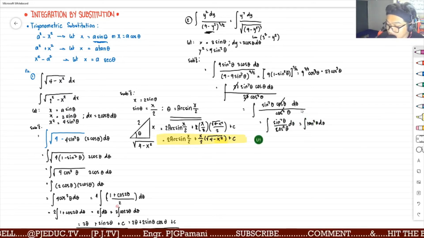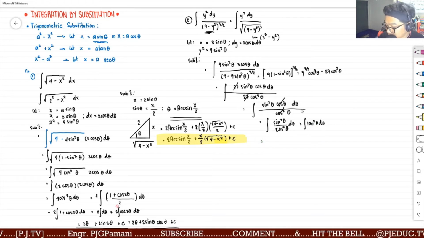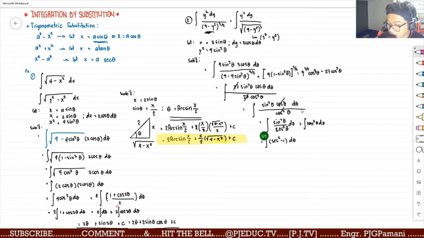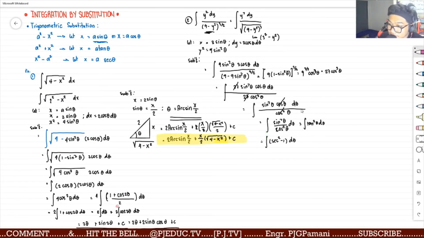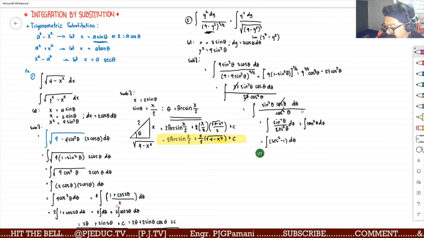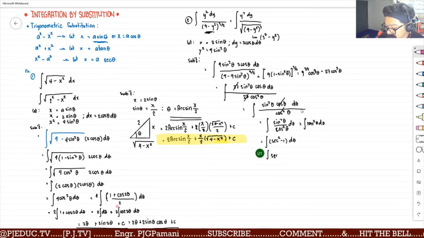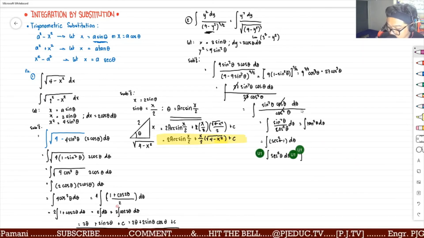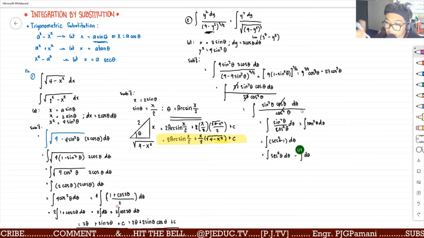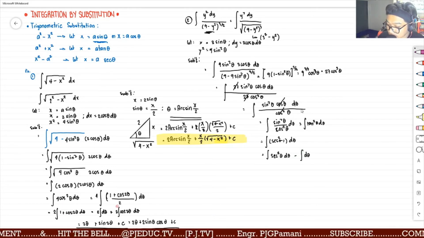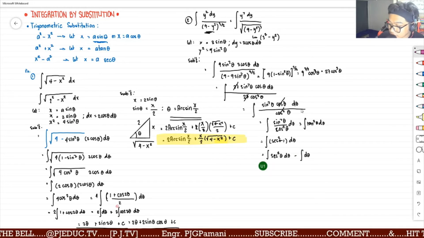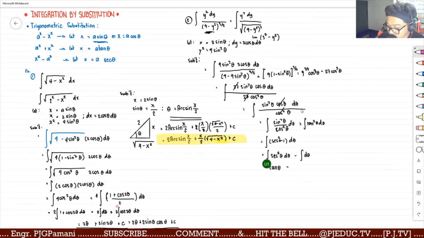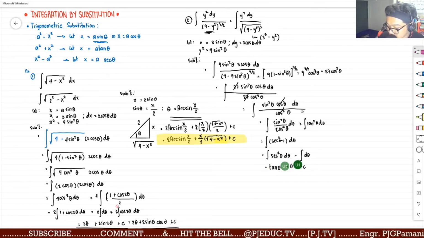Identities. Integral formula: secant squared theta minus 1 d theta. Distribute: integral of secant squared theta d theta minus the integral of d theta. We have an exact integral form for secant squared. Integral of secant squared theta is basically positive tangent theta minus theta plus c.